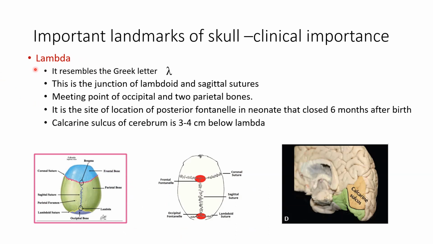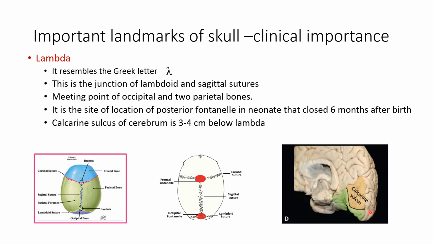So the word lambda is derived from the Greek as it resembles the Greek letter lambda. This is the lambda. This is the junction of lambdoid suture and sagittal suture and the meeting point of the posterior ends of two parietal bones and the occipital bone. And it is the site of location of posterior fontanelle or occipital fontanelle in the neonate that closes around 6 months after birth.